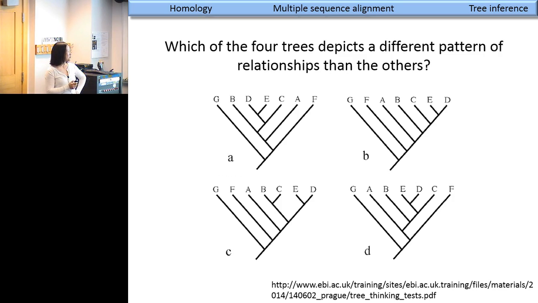One quiz here. There's one tree that is different from the others. Which one is it? You guys, keep quiet. One tree is different from the others. C. Everybody agree? Okay, C. Basically, you look at DE being sister to each other, next to C. But here, DE is not sister to C; instead, DC together is sister to DE. That's basically how you read a phylogenetic tree.